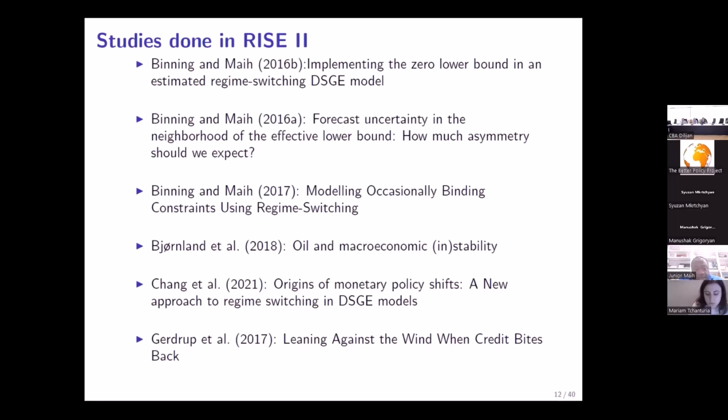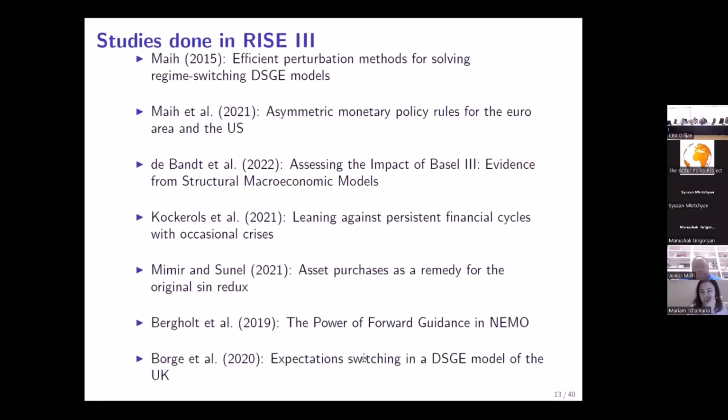In Chang, Maih, and Tan, 2021, we investigate the origins of monetary policy shifts. We present a new approach for regime switching DSGE models. We have a paper on leaning against the wind, or several papers, I think. Some other people have used RISE to study the problem of leaning against the wind. I'm just listing some papers like this just to give you an overview of what can be done, what people have used RISE for.